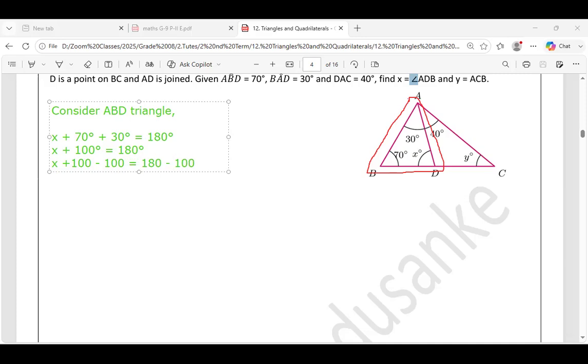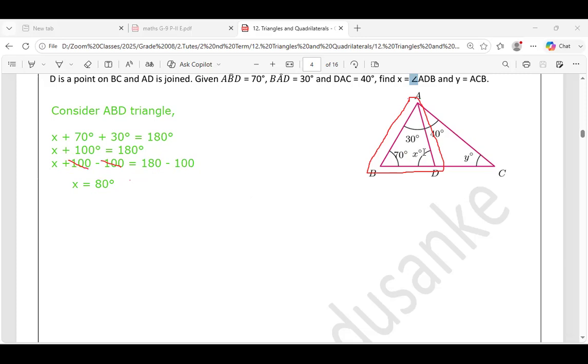Subtract 100. Here you have plus 100, here you have negative 100. Cancel out, cancel out. Then what is the final answer? X is equal to 180 minus 100. It will give you 80 degrees. So your answer is correct. X is equal to 80 degrees.